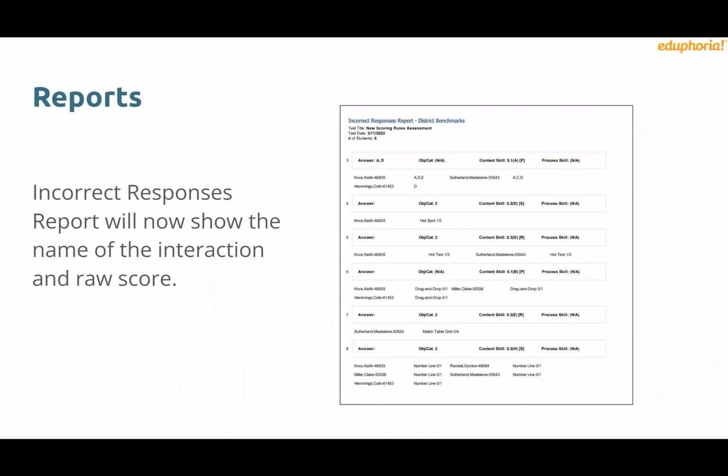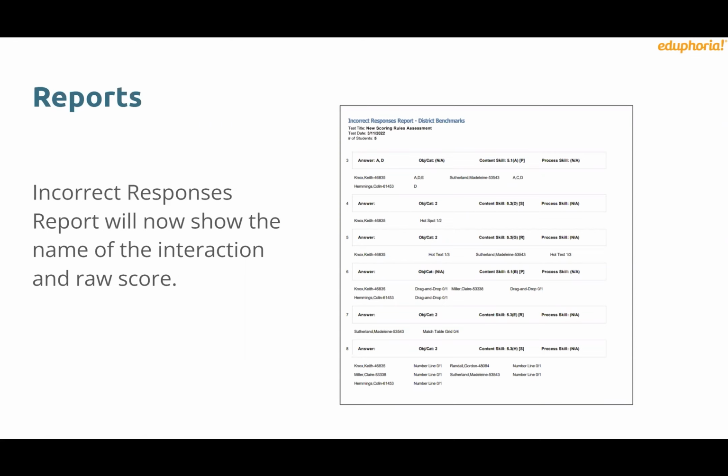And then next we have one of our favorite reports. This was one of my go-tos when I was in the classroom to do some of my initial data investigation and understand what my students needed. So here we have the incorrect responses report. It's now going to show you the name of the interaction. So you're getting more information as you come to this space to see, okay, was this hot text? Was this a number line? What type of item did my students engage in? And then how much of this did they get correct or incorrect?